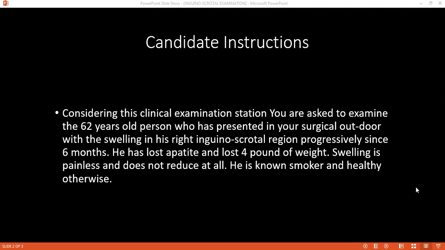I will thank the patient and offer to help the patient get dressed. I would also like to complete my examination, performing a complete abdominal examination, then the chest examination, and the perineal and digital examination.